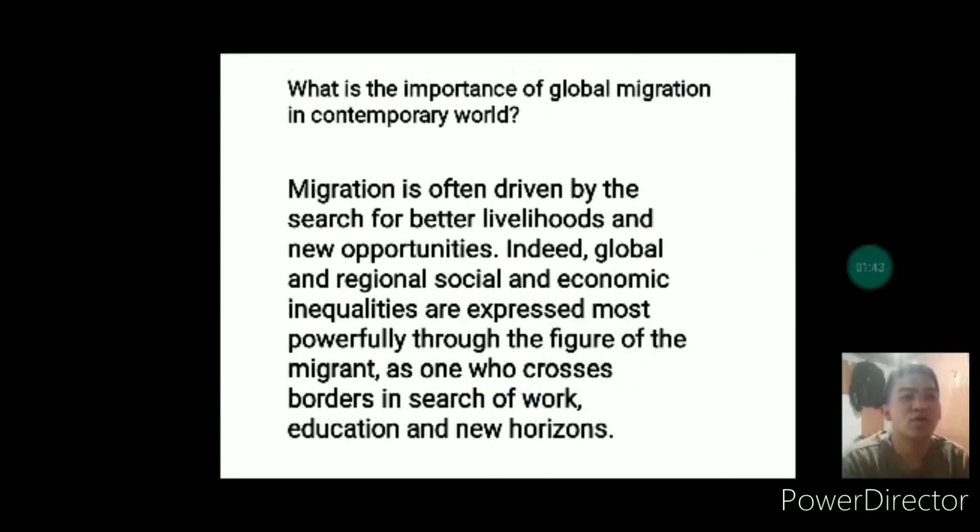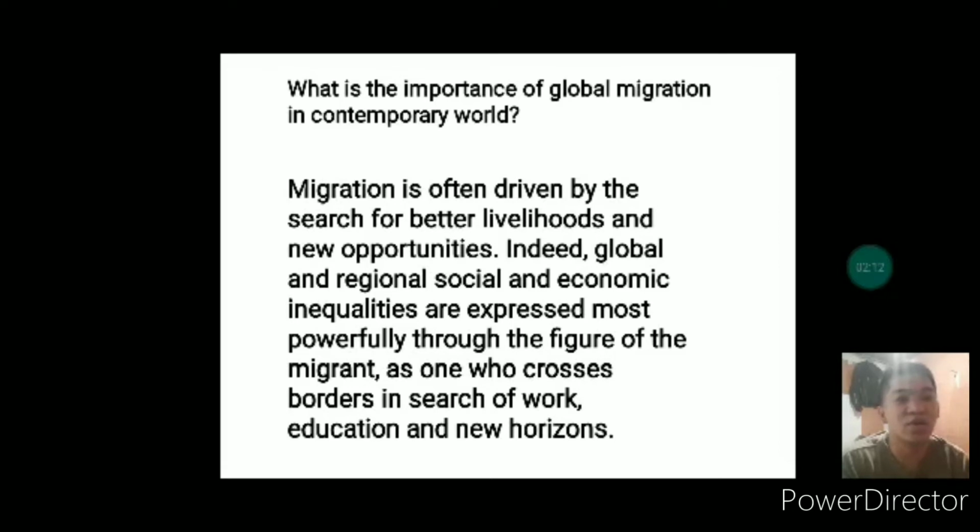So what is the importance of global migration in the contemporary world? The importance of migration in the contemporary world is that migration is often driven by the search for better livelihoods and new opportunities.